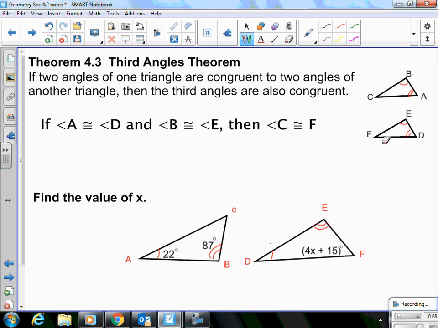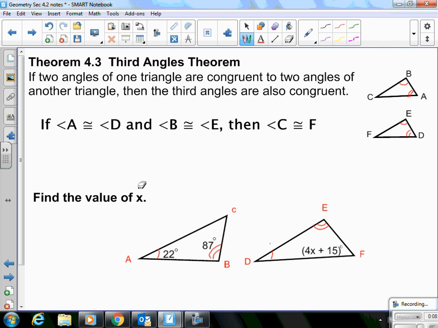Right? So angle A plus angle B is 120. Angle E plus angle D is 120. Then that only leaves 60 degrees for angle C and 60 degrees for angle F. Just because all triangles add up to the same, 180.